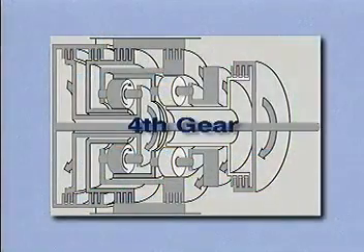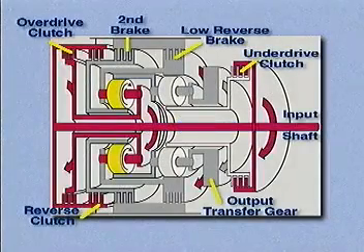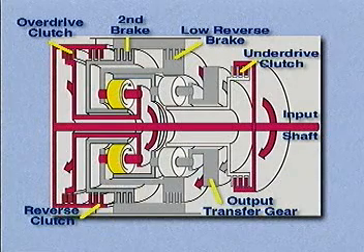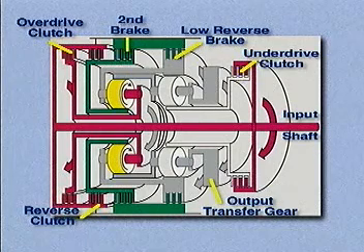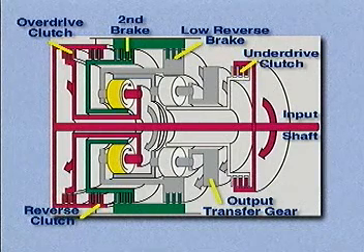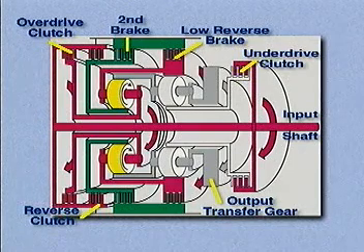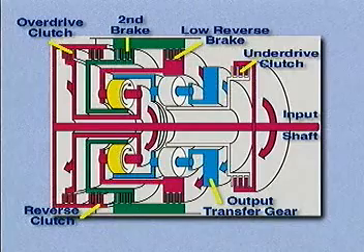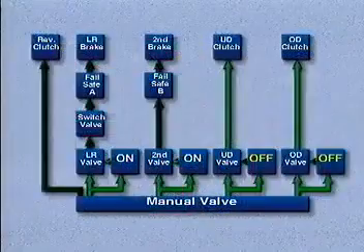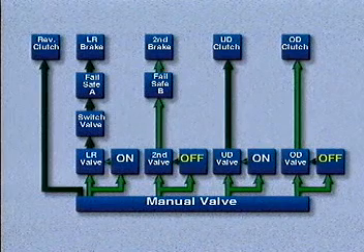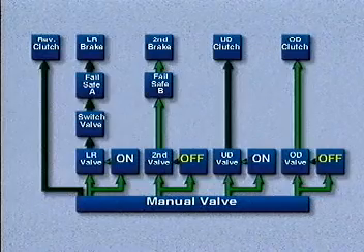Shifting from third to fourth gear, the overdrive clutch and the second brake are applied. Power from the input shaft is transmitted through the overdrive clutch to the overdrive planetary carrier. Because the second brake stops the reverse sun gear, the reverse sun gear helps the overdrive planetary carrier rotate. This combined power is transmitted to the output annulus gear and the output planetary carrier to produce an overdrive gear ratio. During this shift, the second brake solenoid goes from on to off, and the underdrive clutch solenoid goes from off to on. All other solenoids remain as shown.